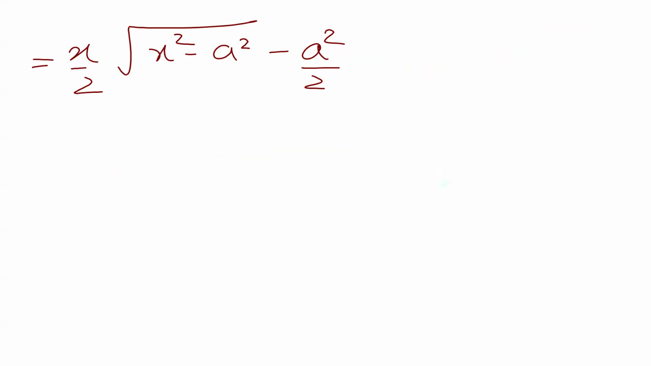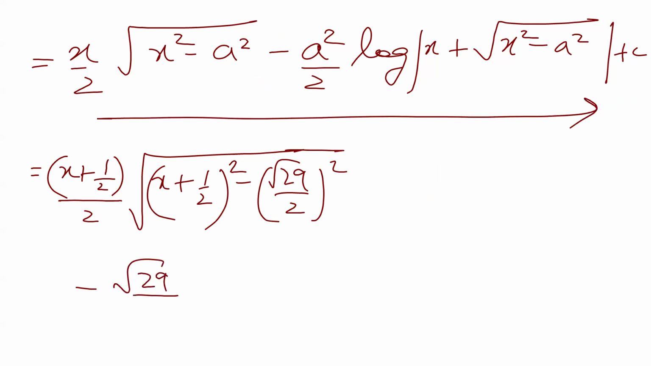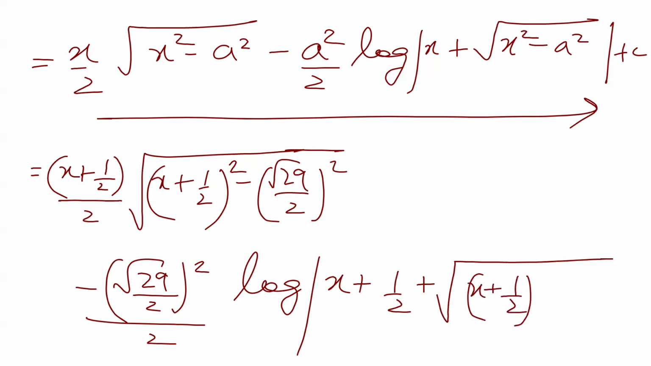So I just write this on the next line. I'm putting the value of x and a in the entire formula. So this term I'm doing now: minus root 29 by 2 the whole square upon 2. Why upon 2? Because there is upon 2 over here. Log mod x plus half plus root of x plus half the whole square plus root 29 by 2 the whole square plus c.